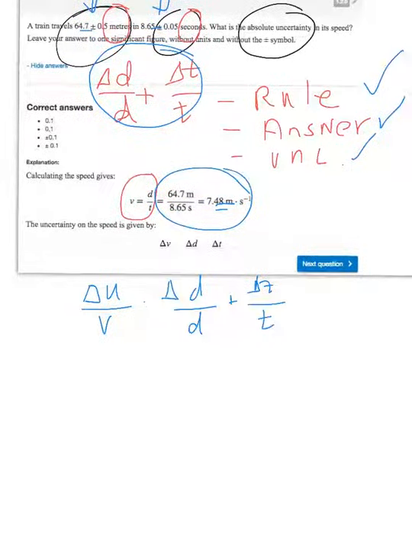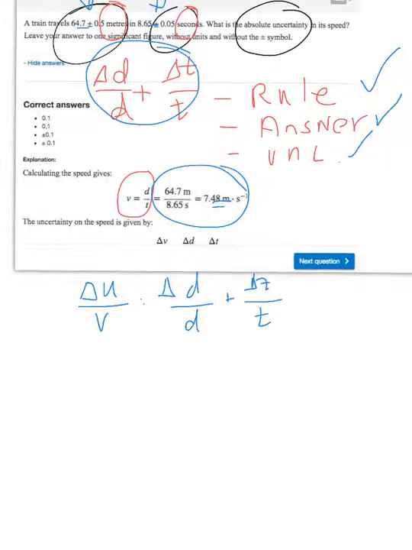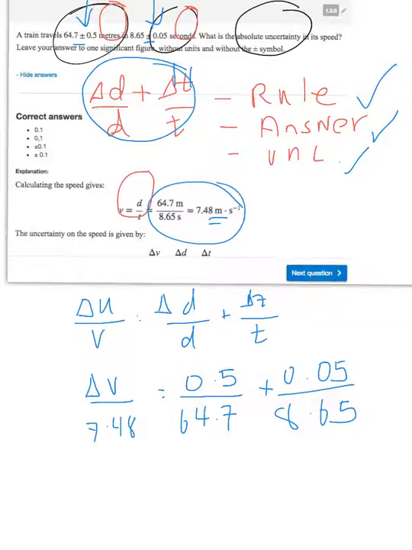Now if we substitute some values in, our fractional uncertainty in the actual value, delta V over 7.48, would be equal to 0.5 over 64.7 plus 0.05 over 8.65, which correlates to this relationship. Your answer rounded up to one significant figure without units would be 0.1. And be very, very careful when it asks for that specific kind of information.